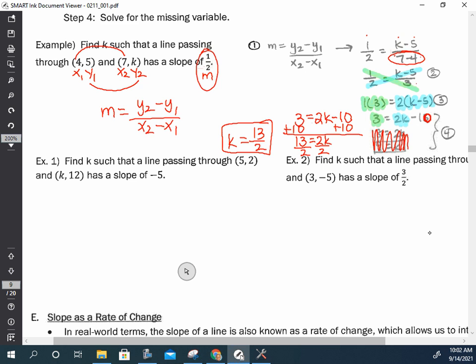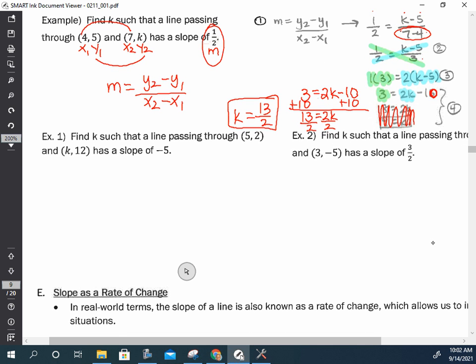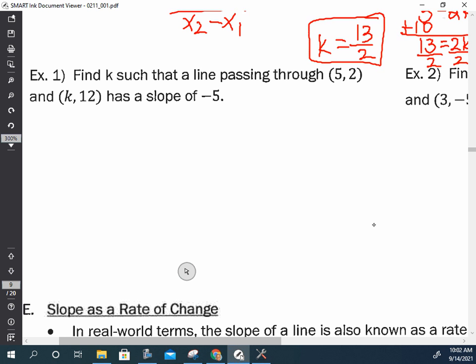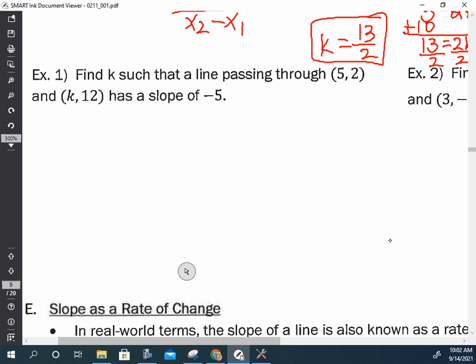So now let's look at example number 1. Find k such that a line passing through (5, 2) and (k, 12) has a slope of -5. So first step, label everything that was given to us, and then plug it into the slope formula. Again, if you don't need to label it, that's fine, but make absolutely certain you put everything in the right place.